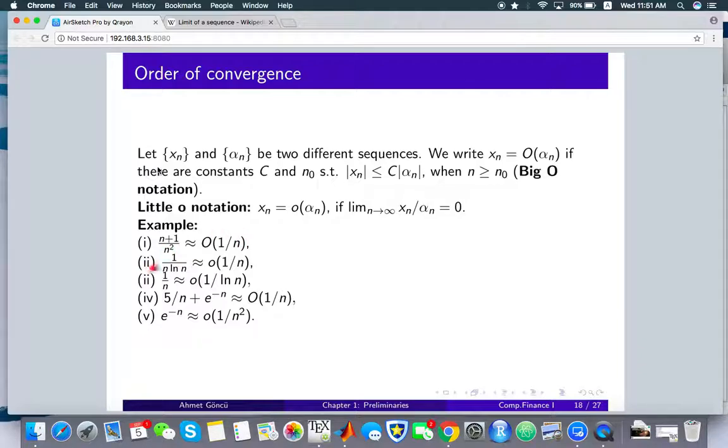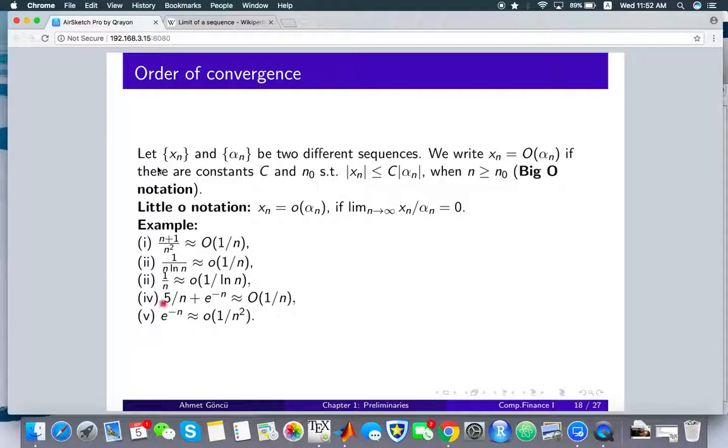Okay? And think about another example, which is 1 over n times ln of n. In this case, this can be written as small o of 1 over n, because if we take the ratio of these two and take the limit, 1 over (n ln n) divided by 1 over n, the limit will go to 0. So that's true, and this can be written as a small o. And another example: 1 over n can be written as small o of 1 over ln n, right? Because if we take, again, the ratio and take the limit, this goes to 0.